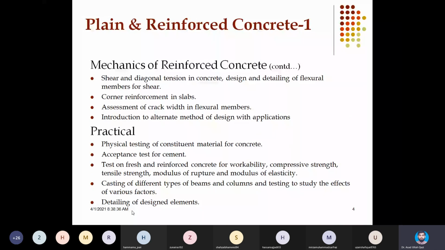When we talk about design of a beam, bending moment and shear force both are important, and not only the flexural design, shear design will also be carried out. So both flexure and shear design we will discuss here.